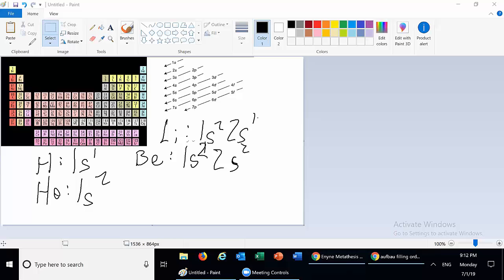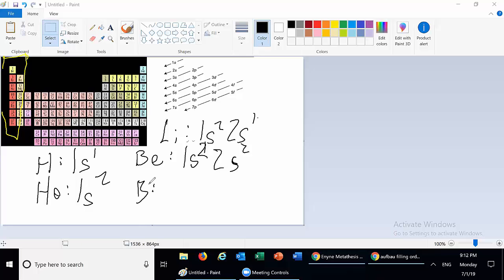So what I want you to notice is that so far we've been hanging out in this region of the periodic table, right? And in that region, we're filling the s orbitals. So we call that area of the periodic table the s block. And what I hope to show you is that the structure of the periodic table is related to electron configuration. So now let's do boron, the most boring element, right?